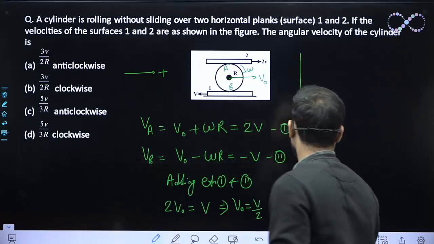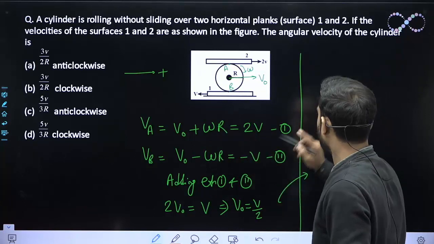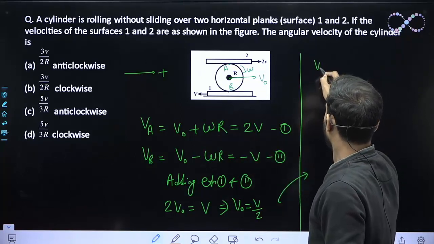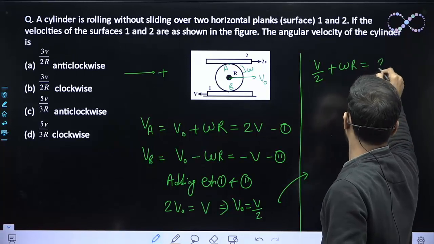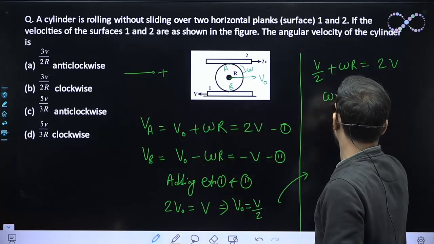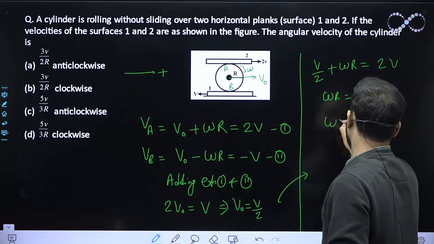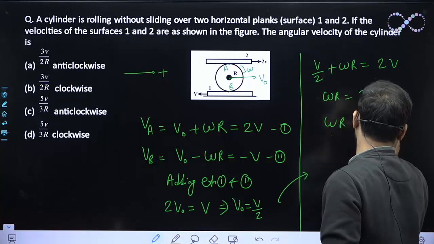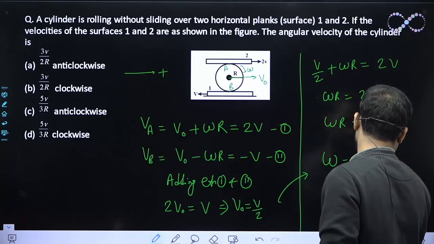Now I need to find the value of omega, so I can put the value of v naught in equation 1. So you will get v upon 2 plus omega r is equal to 2v. So I can say here omega r is equal to 2v minus v upon 2. So omega r is equal to 3v by 2. So from here I can say omega is 3v upon 2r.